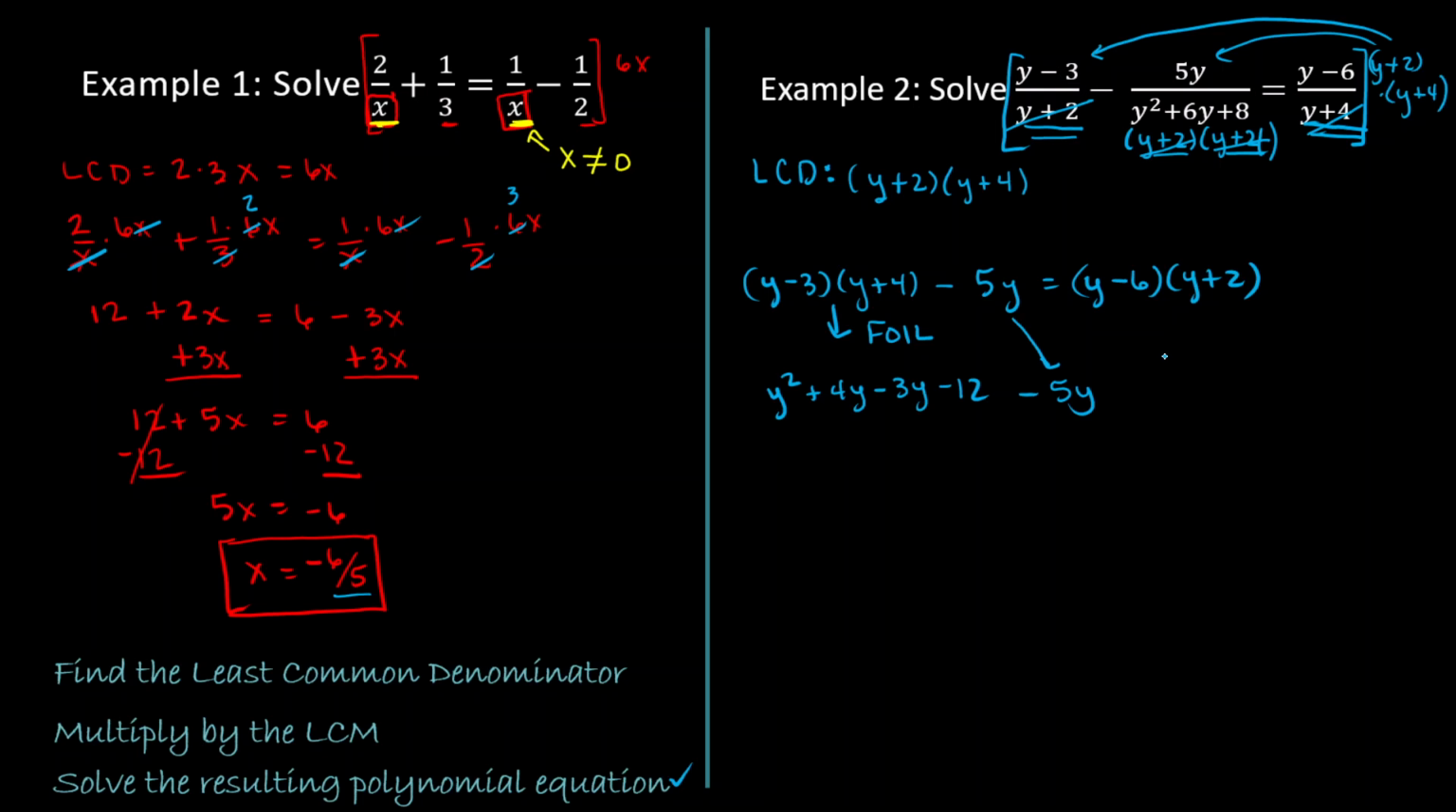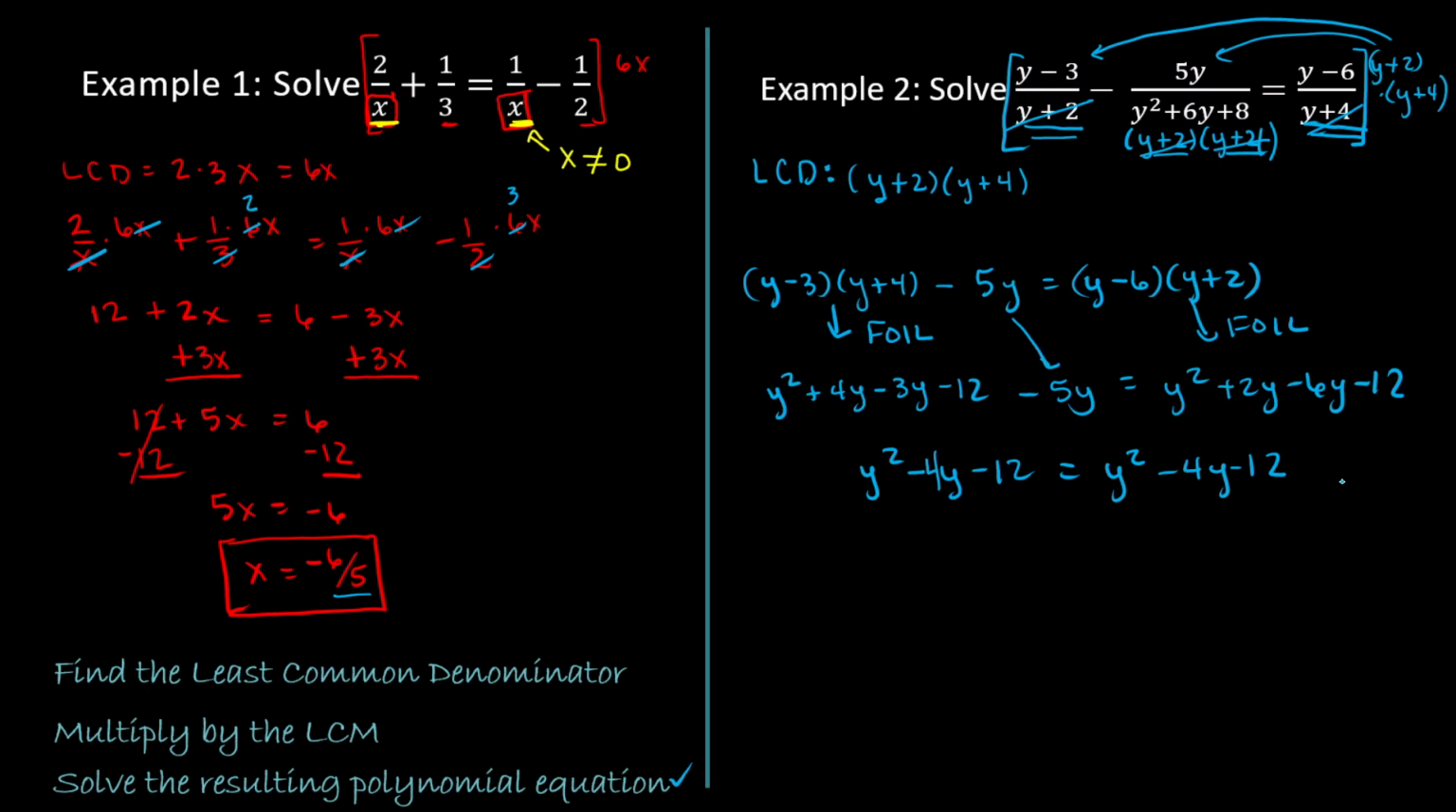The minus 5y is still there. And then I'm going to FOIL the right-hand side. And I get y squared plus 2y minus 6y minus 12. Now when I combine like terms, I end up with y squared minus 4y minus 3y minus 5y is going to end up being negative 4y. And on the right side, I also end up with y squared minus 4y minus 12.